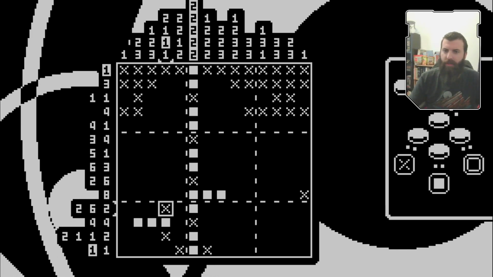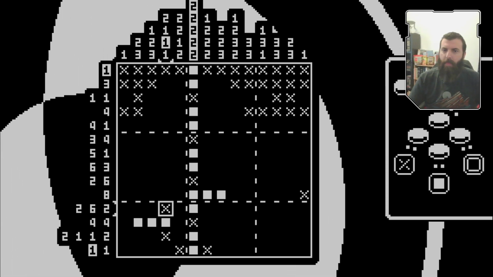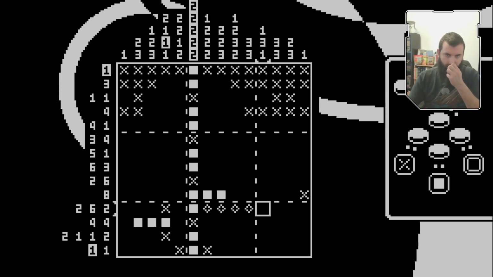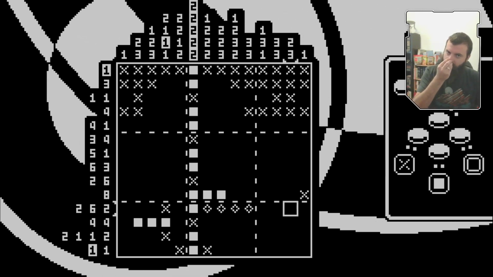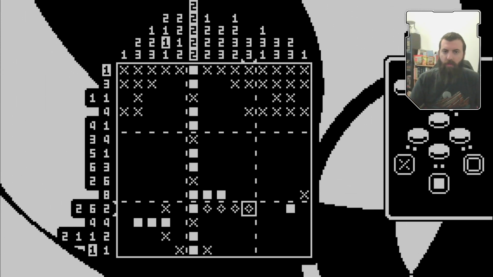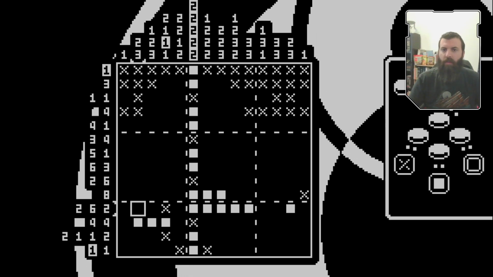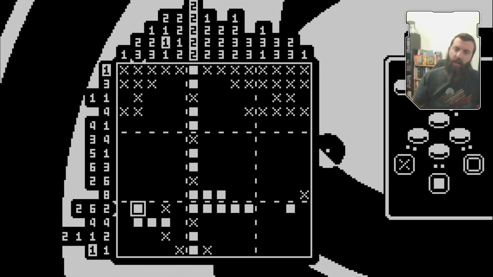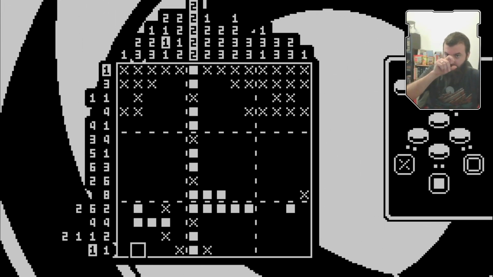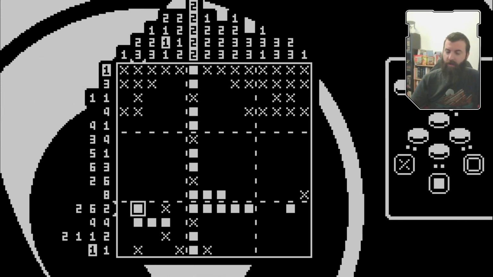Look at our 2, 6, 2 here. 1, 2, 3, 4, 5, 6, space, 1, 2. So this has to be filled in. 1, 2, space, 1, 2, 3, 4, 5, 6. So those pixels we can be confident have to be filled in. Means that we can be confident that this pixel is not filled in because these two have to be part of the 3 and I just couldn't reach.